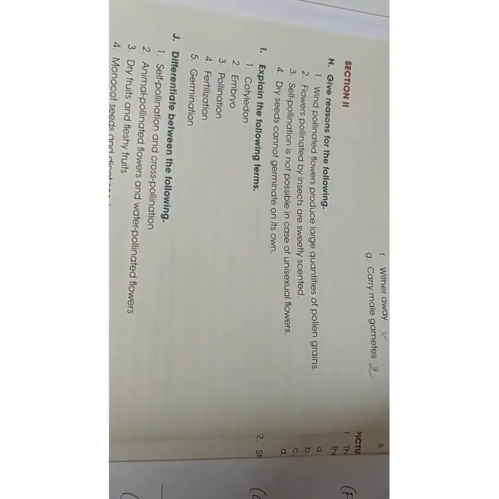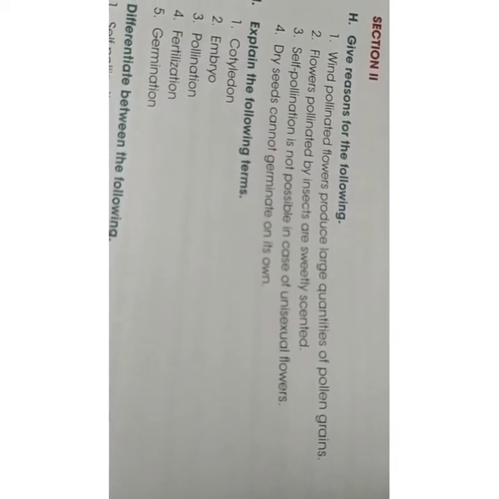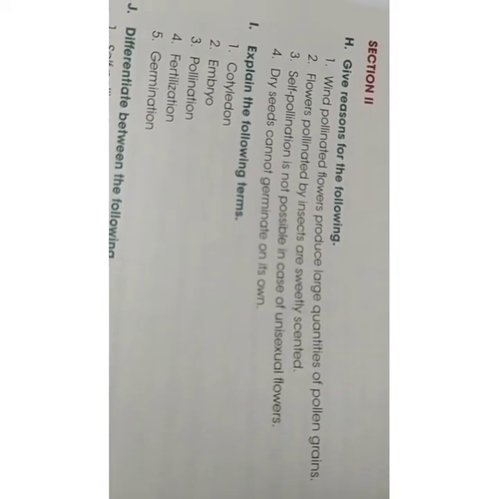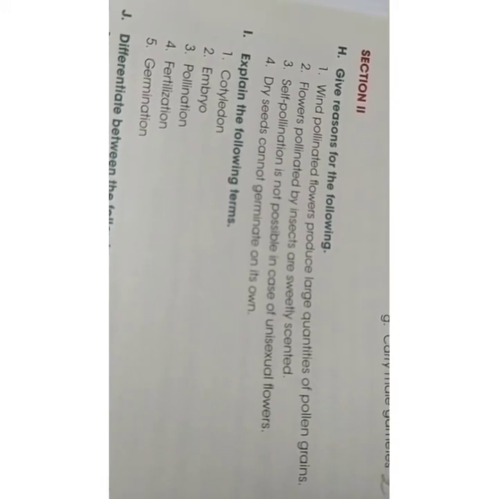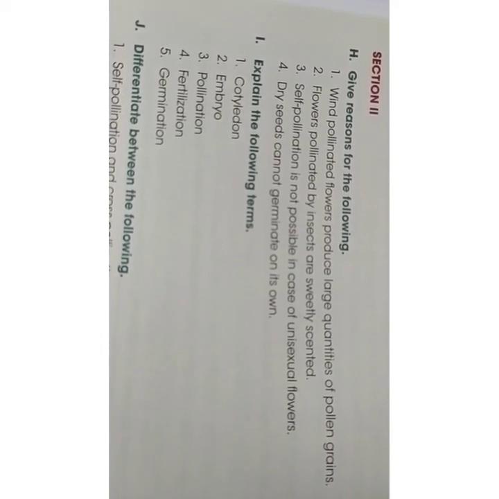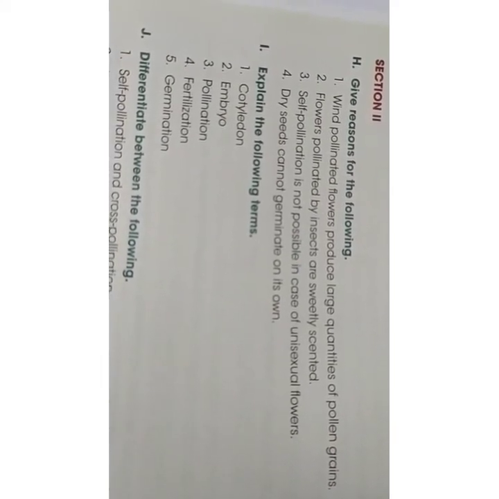Okay, class 6. Now we move on to the next section 2. Question number H. As you can see, give reasons for the following. 1, 2, 3, 4 questions are there. First question is, wind pollinated flowers produce large quantity of pollen grains. Second is, flowers pollinated by insects are sweetly scented. Third, self pollination is not possible in case of unisexual flowers. And fourth one is dry seeds cannot germinate on its own. After that, explain the following terms is also given there.